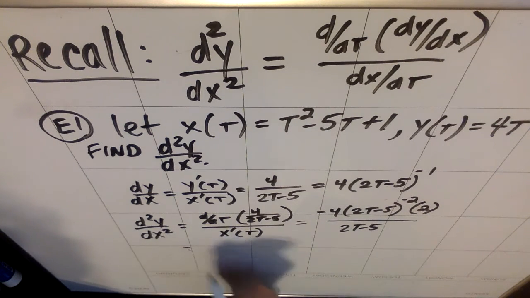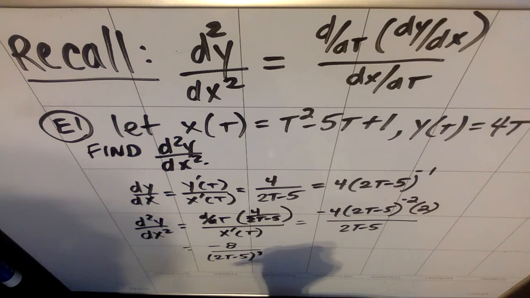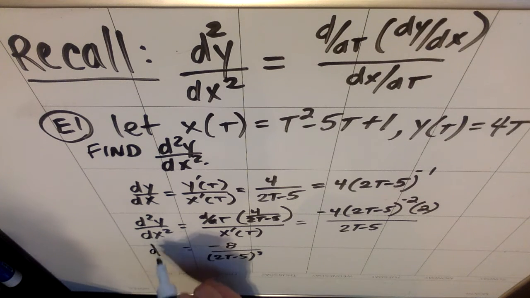So when I clean this up, I end up with a negative 8 on top of what seems to be 3 of these 2t minus 5s. So a negative 8 over the quantity 2t minus 5 to the third, and that's my d squared y dx squared.